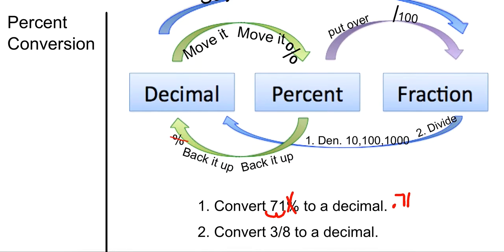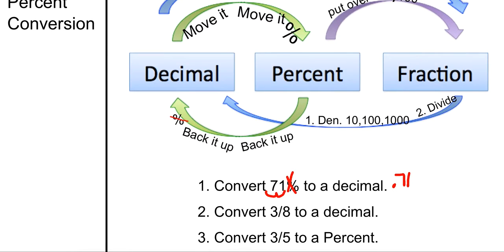The next one, convert 3/8 to a decimal. So if I'm starting as a fraction, to go to a decimal, I would need to divide or get the denominator to be 10, 100, or 1,000. Well, I can't go to 10, 100, or 1,000, so I would divide. And in my calculator, I get 0.375 or 375 thousandths.